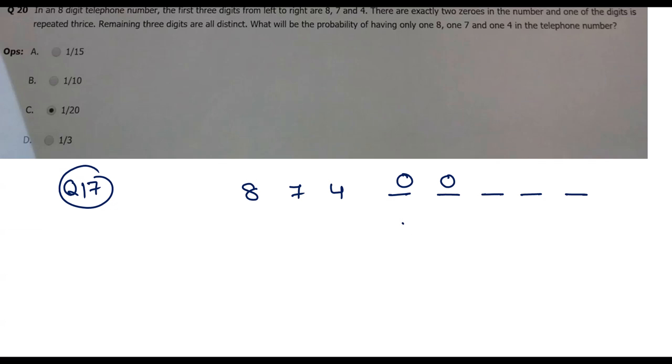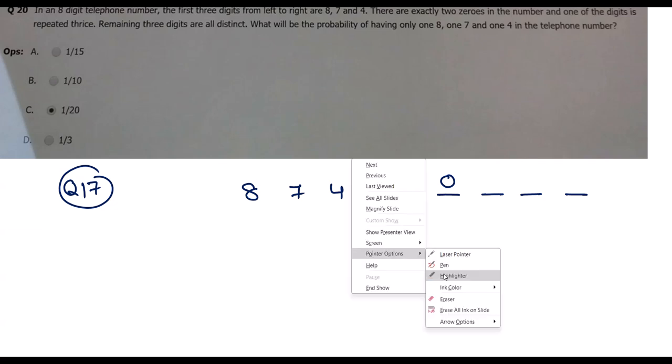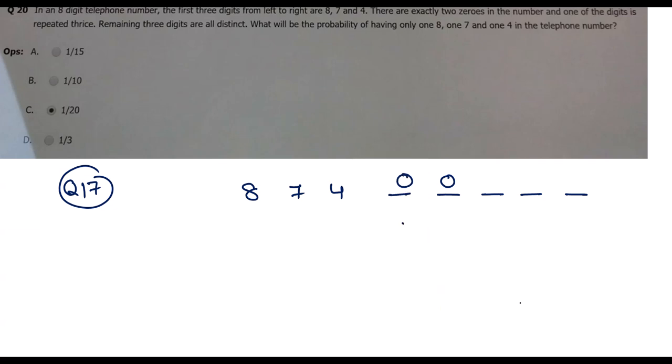Next, they said one of the digits should repeat thrice in the entire telephone number. So then there are two cases. One is here, I can take some new number coming three times. This is what is favorable, because the probability they're asking is 181714. They want 181714. This is case 1.